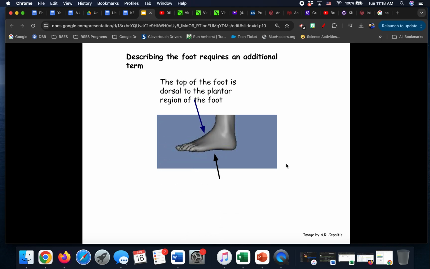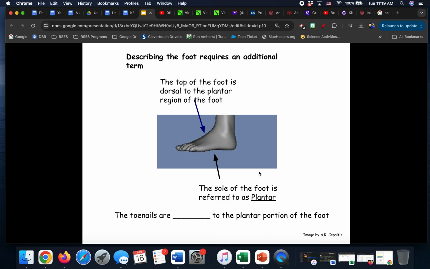The foot, we have to add something because the top of the foot is dorsal to the plantar, so a new region. The bottom of the foot is considered plantar. It would also be inferior, but when we're talking about the foot, we want to talk about plantar. Probably won't be on the test unless it's extra credit. The toenails are blank to the plantar version. Well, they're higher up, so that would be considered dorsal.